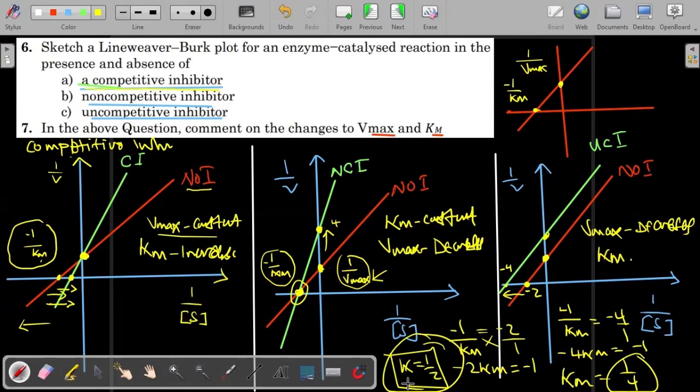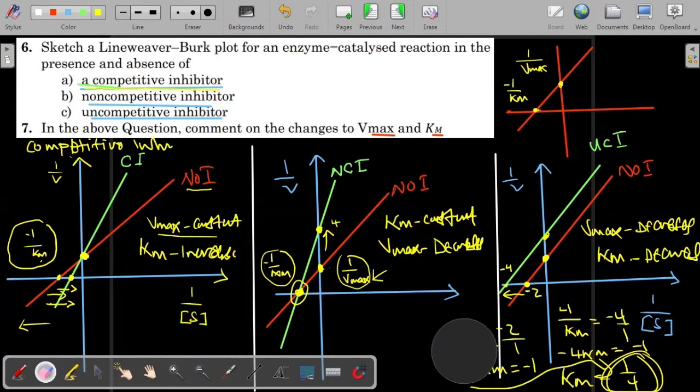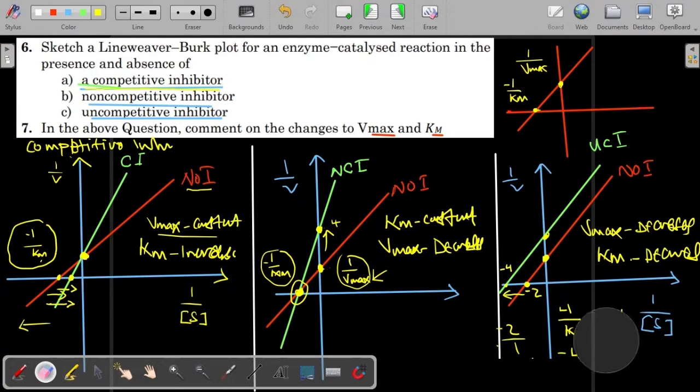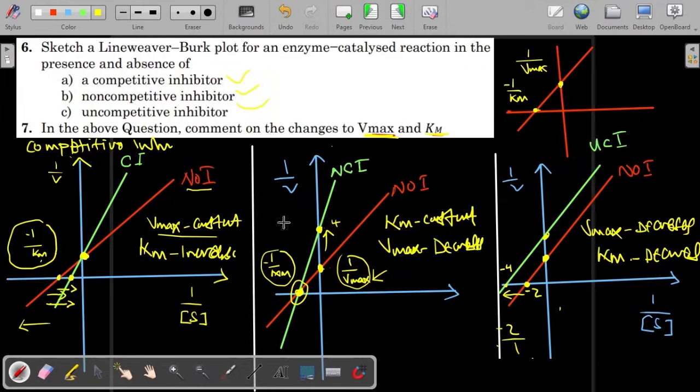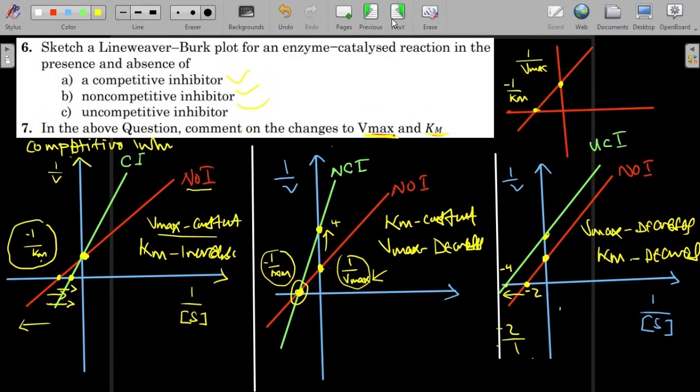So between this Km and this Km, which one is greater? We see that it was 1 over 2, which is half. It has gone to a quarter, which is 1 over 4. So it means the Km also what? Decreases. All right, so it means we are done with question 6 and simultaneously with question 7. Okay, we have plotted all the Lineweaver-Burk plots for these situations that we have here, and we've also commented on what happens to the Vmax and the Km. Right, so you can also check out the written solutions there.